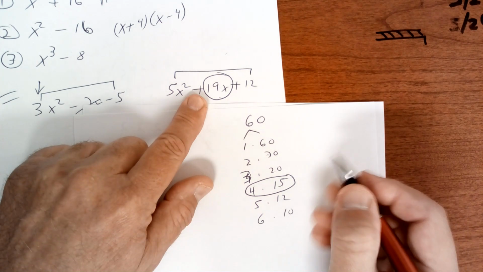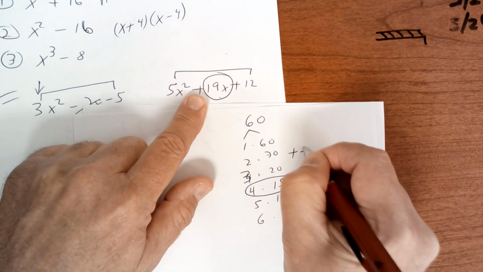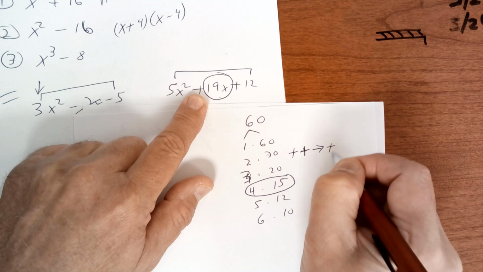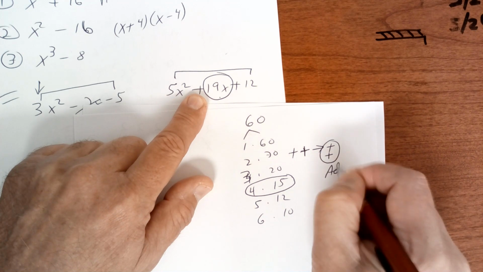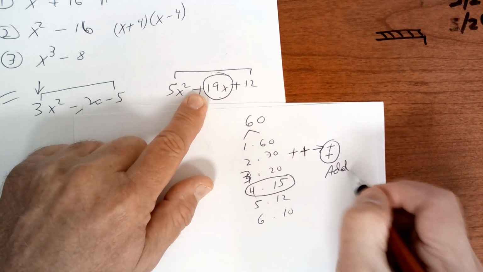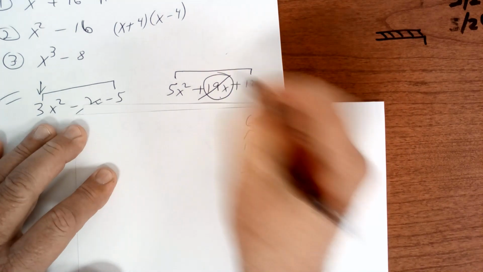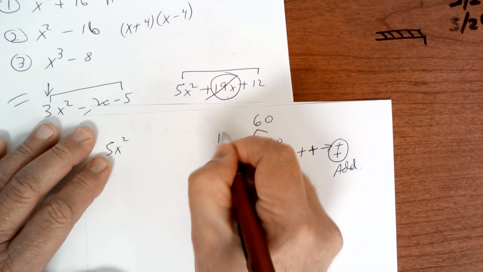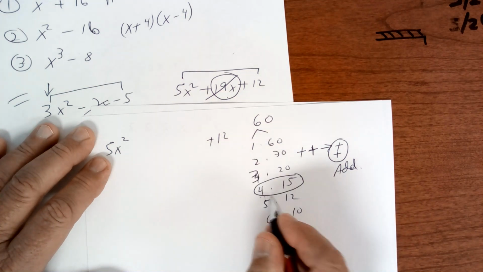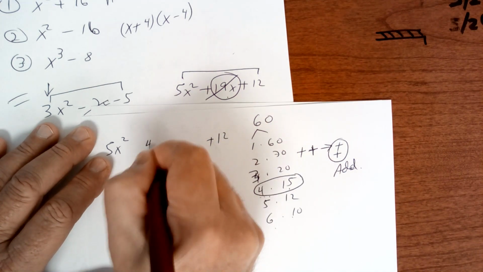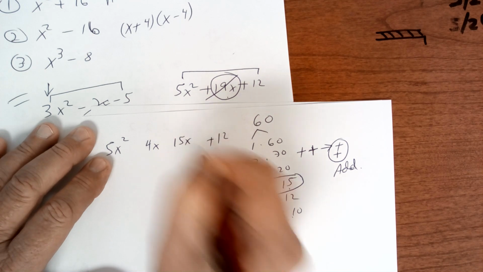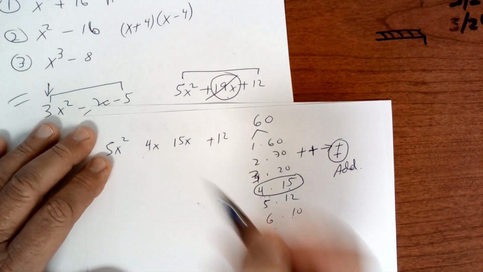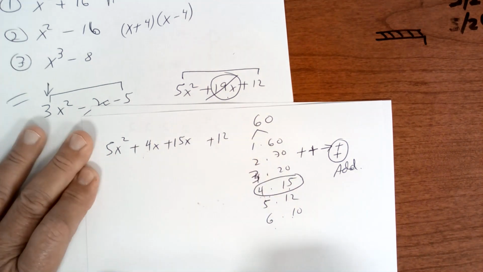A plus and a plus is going to give you a plus and a plus. So you're going to be adding. There it is. So you're going to substitute. You're going to rewrite the first one, rewrite the last one, and you're going to substitute a 4x and a 15x. And then you want both of these to be pluses, according to the chart.